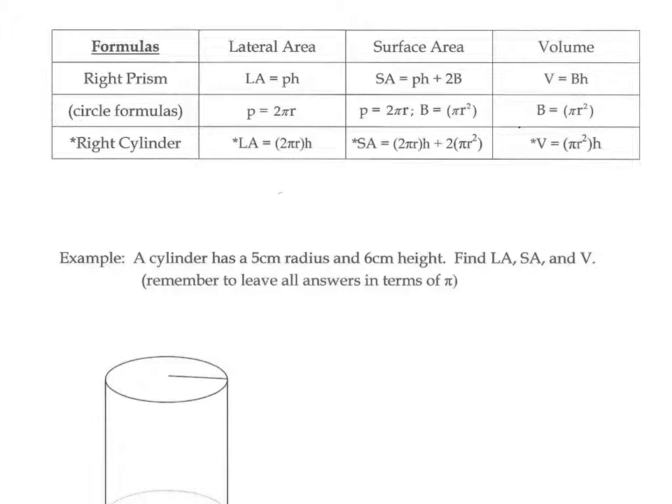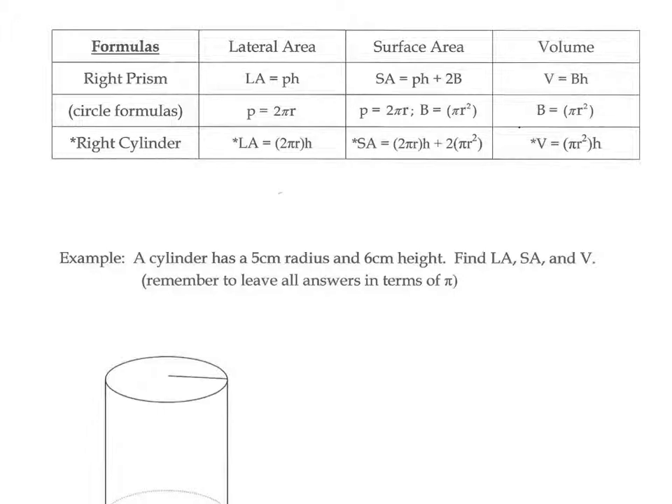All right, when we're looking at surface area for a right prism, it was the lateral area plus twice the area of the bases. And it's the same principle for a right cylinder. It's the lateral area, which is the circumference times the height, plus 2 times the area of the bases. That way you're getting the top base and the bottom base. It's a closed, solid figure. And volume for a right prism was the area of the base times the height, and it's the same thing for the right cylinder. It's the area of the base, pi r squared, times the height.